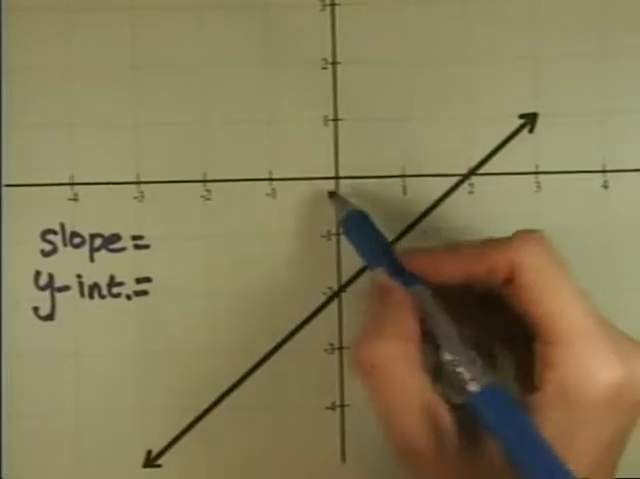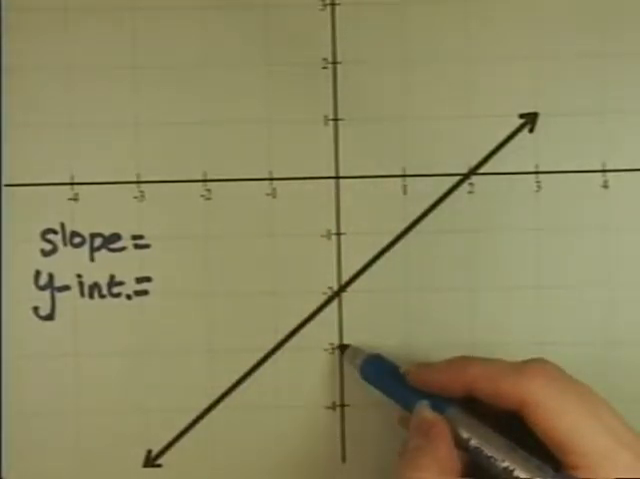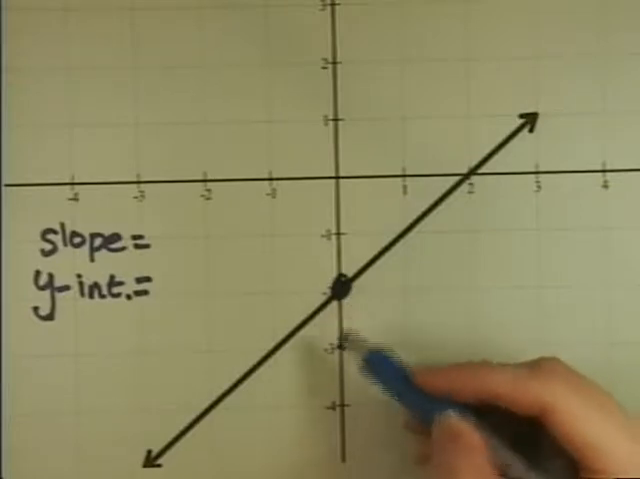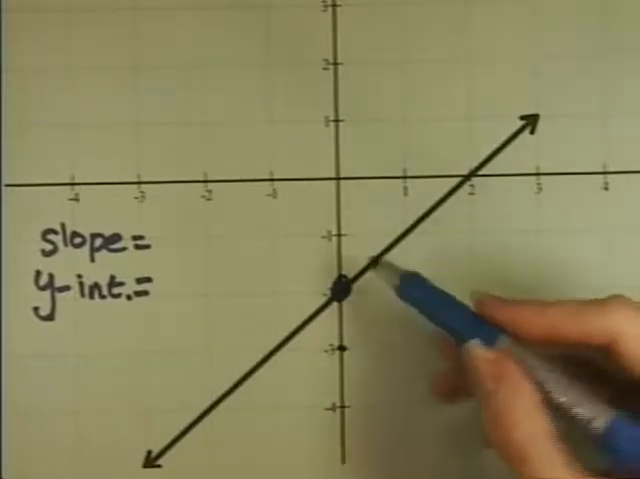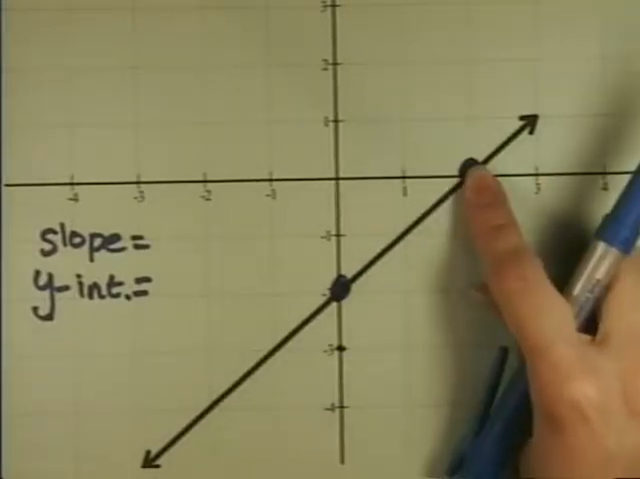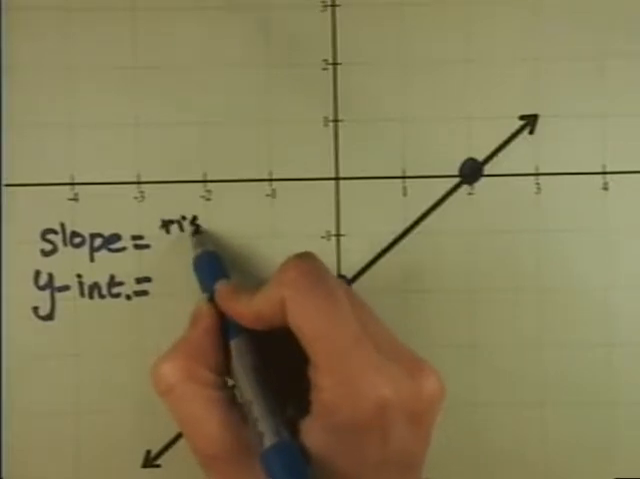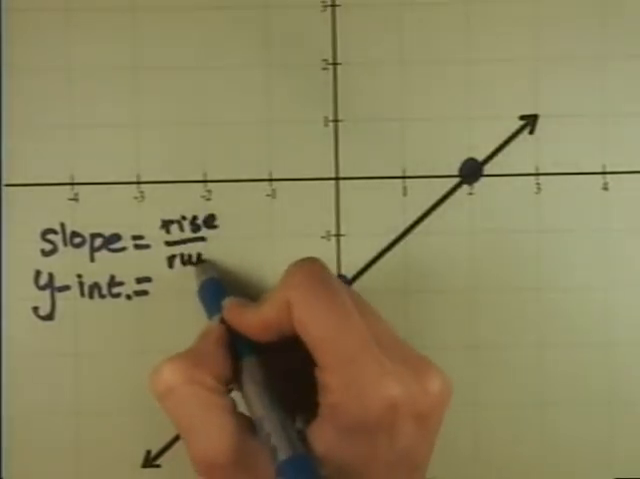0, negative 3. Right here? No, negative 2. I'm sorry. 0, negative 2. Awesome. And pick another point. 2, 0. Good. That's the x-intercept. And that's the y-intercept. Awesome. Okay, so now we're going to do rise over run.